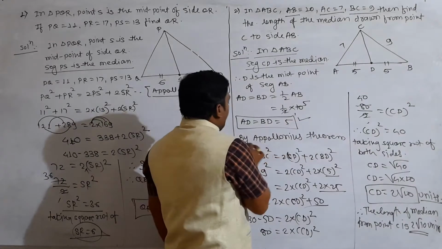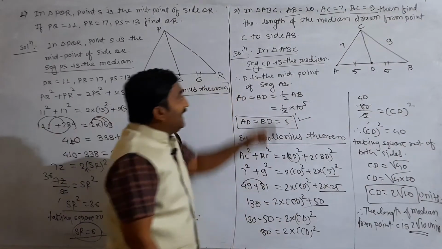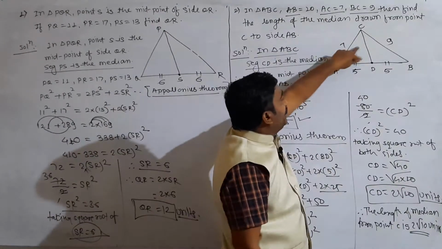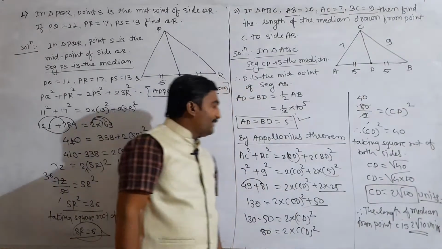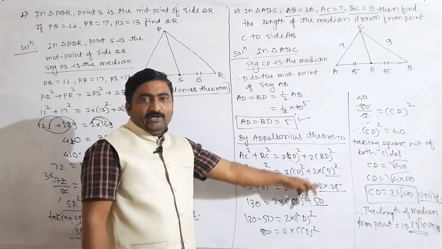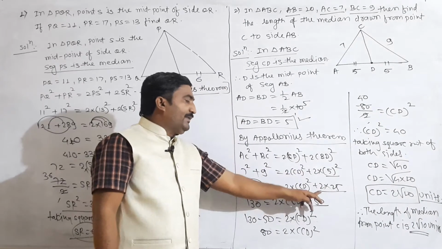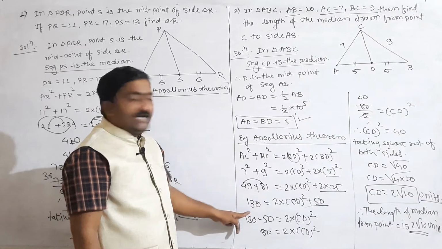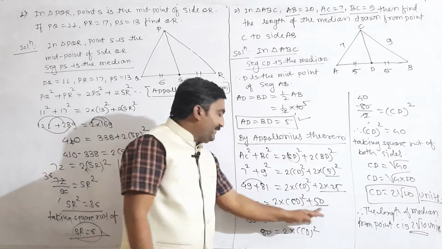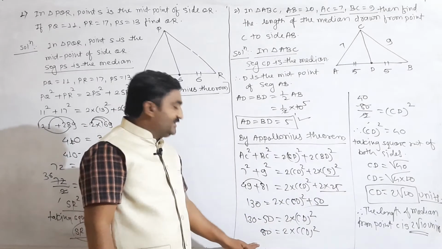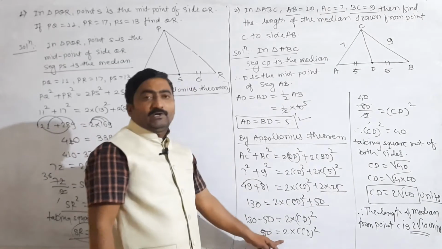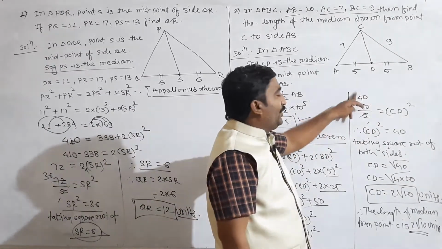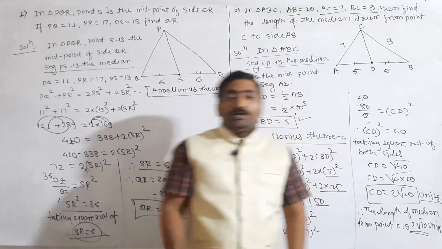By Apollonius theorem, we can write AC square plus BC square is equal to 2CD square plus 2BD square. 2 into CD square as it is, plus 2 into 5 square, 5 square is 25, 25 into 2 is 50. 7 square is 49, 9 square is 81, addition of these two is 130. 130 minus 50 is equal to 80. 80 is equal to 2 into CD square, and dividing by 2 gives 40. CD square is equal to 40.